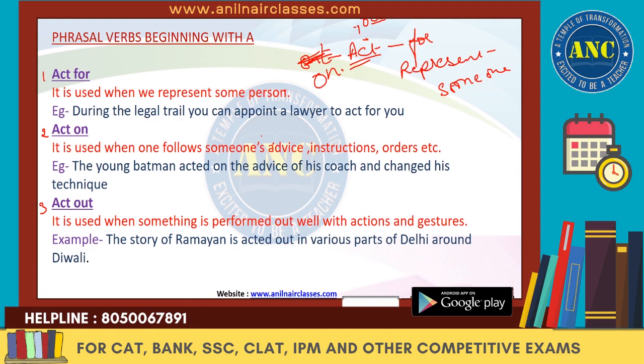Now, act for, it is used when we represent some person, right? For example, during a legal trial, you can appoint a lawyer to act for you. Great. Next one, act on. It is used when one follows someone's advice, instructions, orders, etc. So young Batman acted on the advice of his coach and changed his technique. Act out. It is used when something is performed well with actions and gestures. The story of Ramayana is acted out in various parts of Delhi around Diwali.